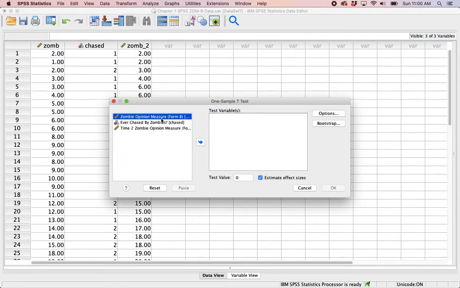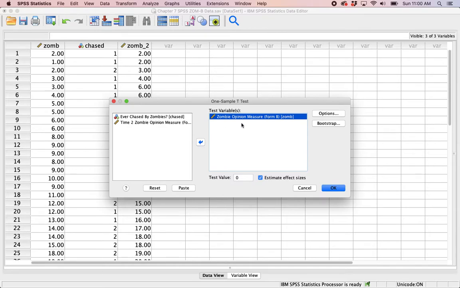And then here we've got the option to include all the variables that we want to run a one sample t-test on. So I'll just go ahead and include our first variable, which is the zombie opinions measure. I'll do the other one next. I'm only doing one at a time because I want to establish the practice: you don't necessarily always have the same test value for each variable.